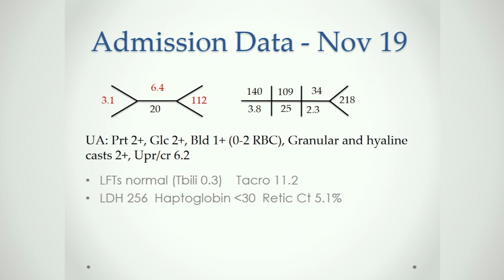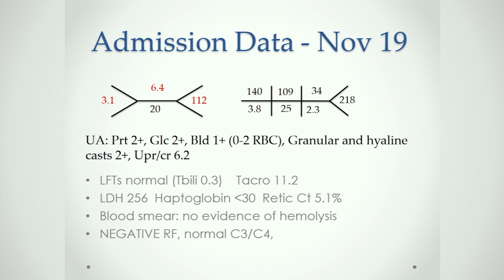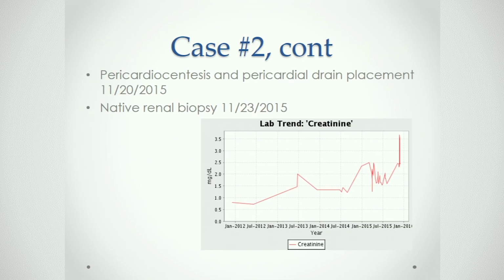His LFTs were normal, and his tacrolimus was definitely higher than what we thought to be his level. His blood smear didn't show any signs of hemolysis, and he had a normal C3 and C4 along with a rheumatoid factor. His HCV and HIV were retested just to make sure he hadn't received an infection from a donor, and SPEP, UPEP were normal. So that led to dealing with what was then emergently found.